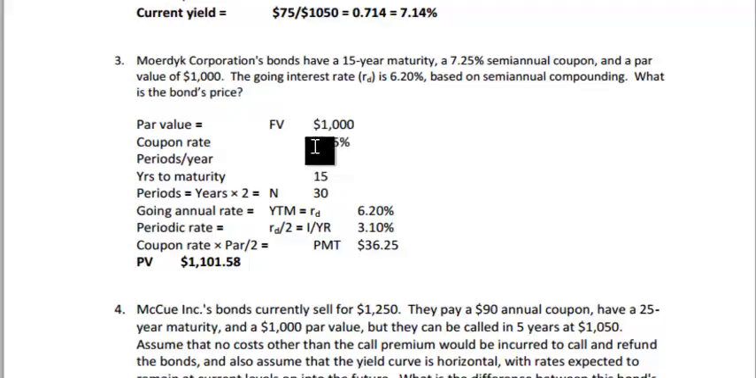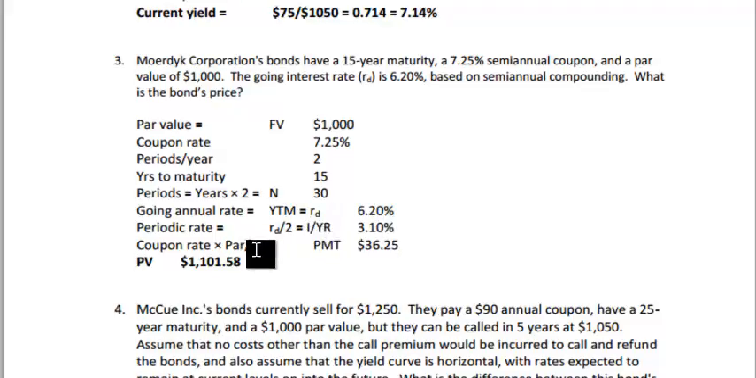It says periods per year are two, so two periods every 6 months. The years are 15, so the total number of periods is 2 times 15, or 30. The yield to maturity on an annual basis is 6.2%, so we need to divide that by 2, as we do in this following step, RD divided by 2, and we get an interest rate of 3.1, which is what goes into the I per year function.